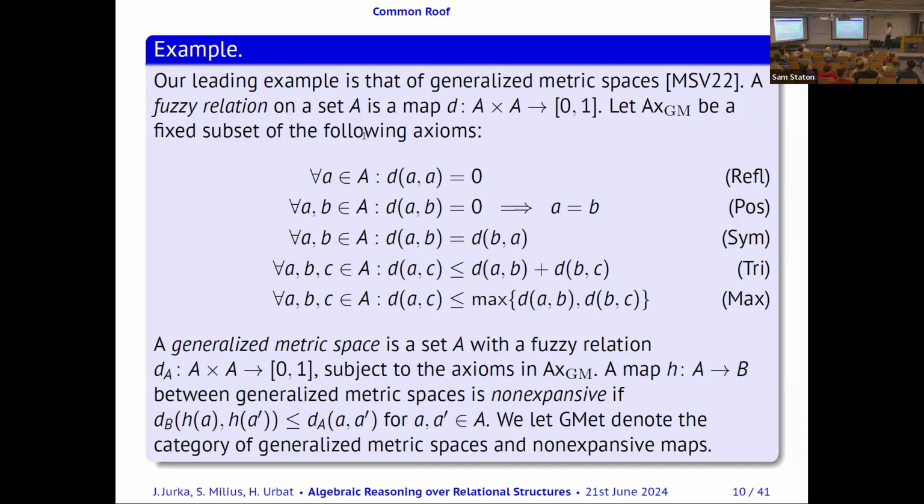A map is, as usual, a non-expansive map, so it satisfies this inequality. And by GMAT, we will denote these generalized metric spaces and non-expansive maps. And note that this GMAT is parametric in this XGM, in this fixed subset of axioms.